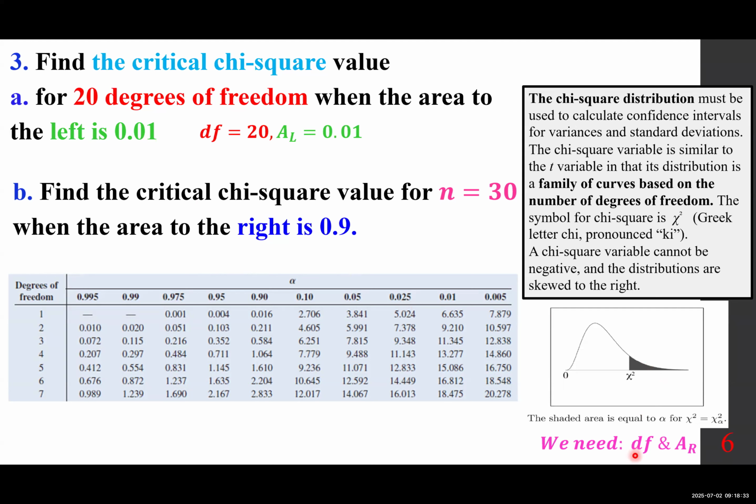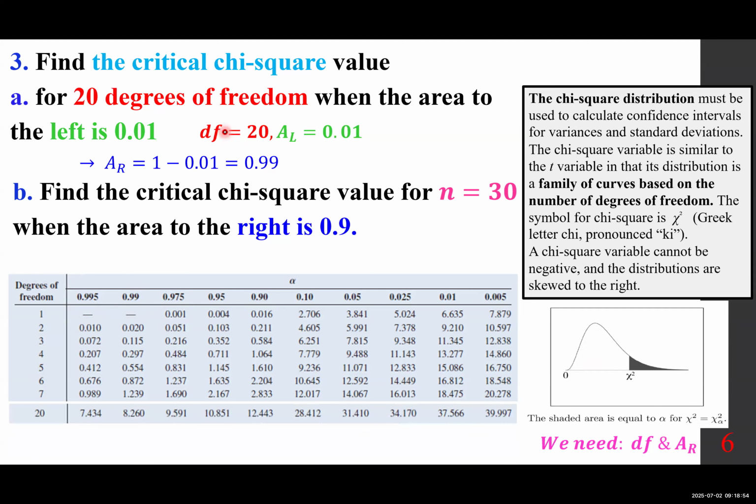So we need degrees of freedom and area to the right, A sub R; this is A sub L. And so we write 1 minus 0.01. The area to the right is 0.99. So what do we do? On the left column, we look for degrees of freedom, 20. This is 1 to 7, so we need more, and I don't have enough room, so I give you the row that has the degrees of freedom 20.